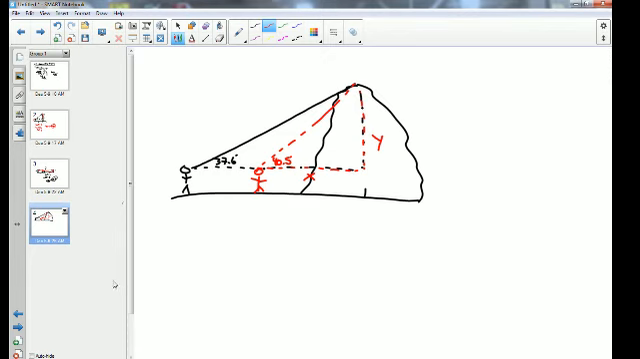Call that y and x. You do know how far from here to here, correct? You can measure that. Let's call it 1,000 feet in this case. We can set up tangent 40.5 equals y over x here, correct? Yep.